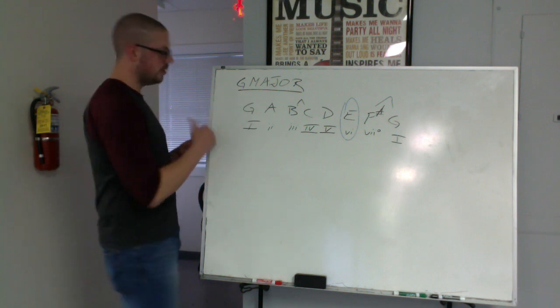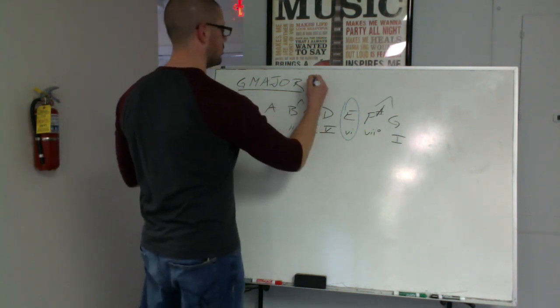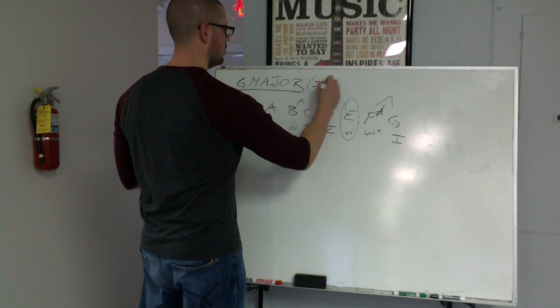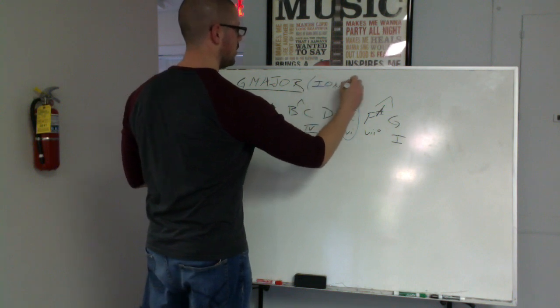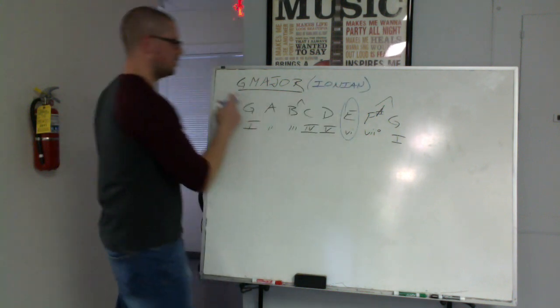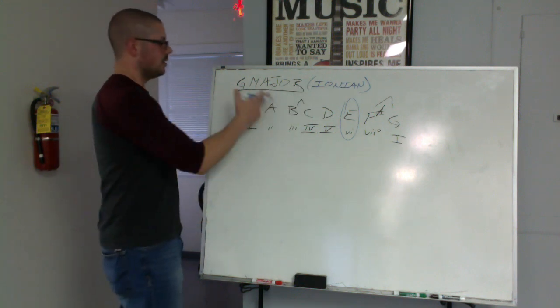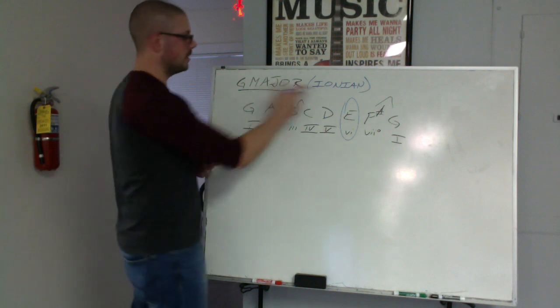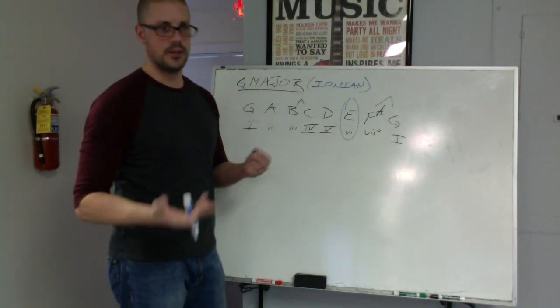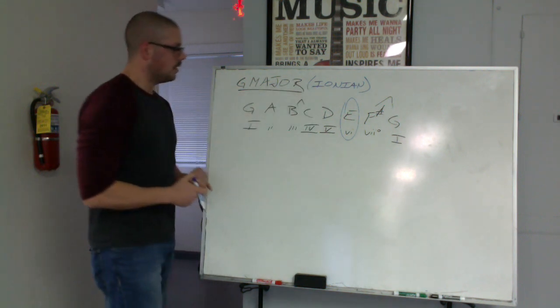Now, so this is G major. Another name for major for the modes is Ionian. So you could say that the G major scale and the G Ionian scale, they're the same. It's the same thing. This is just sort of like the classical name for it, and this is the Greek modal term for it. That's all it is. It has a different name.